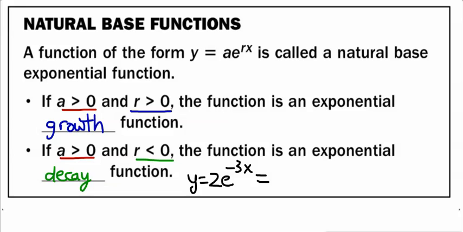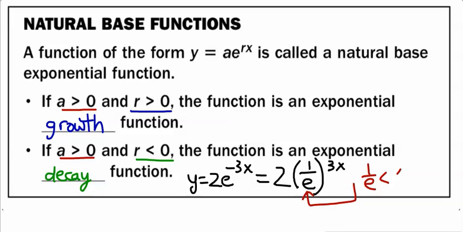And the reason why, I want to just take a moment of your time here, is the 2 is 2. That's kind of boring. But e to the negative 3x means the same thing as 1 over e to the 3x, because a negative exponent means the number gets flipped upside down. And so e is in the denominator instead. And now this 1 over e business, well, since e is like 2 point something, 1 over e is actually less than a half. So 1 over e is less than 1. And so that's why it's decay.